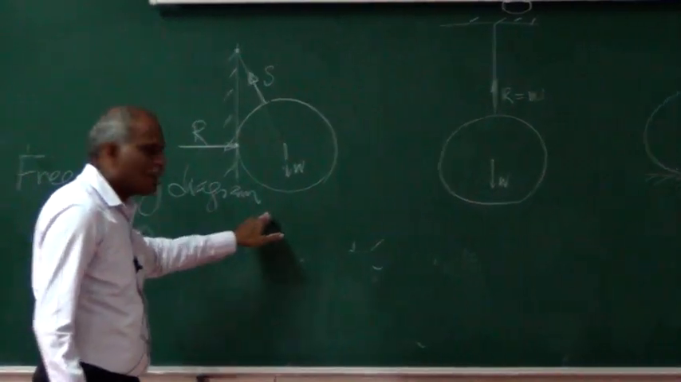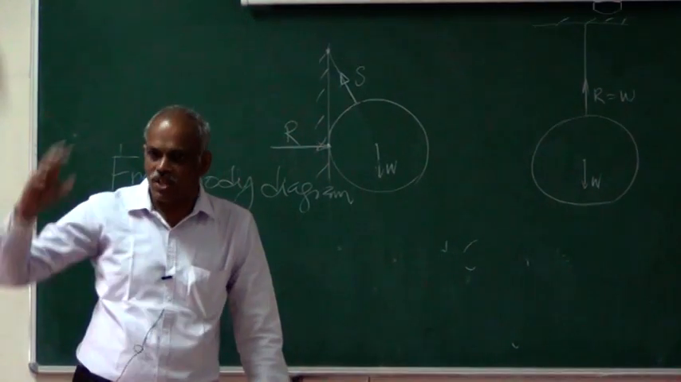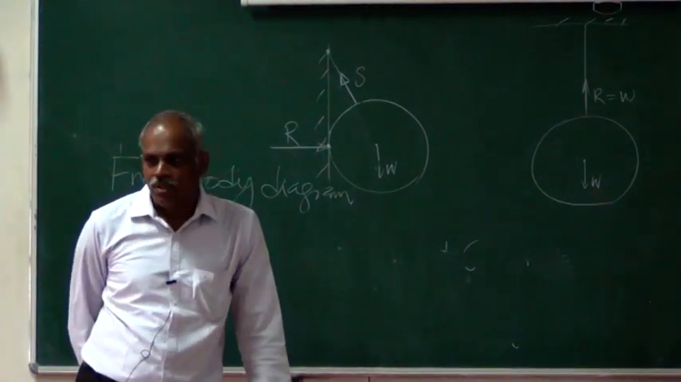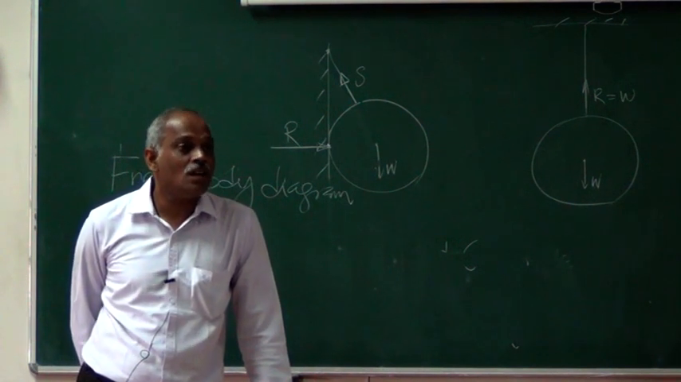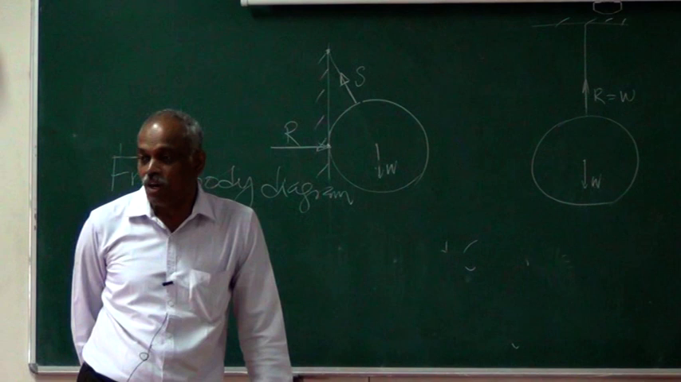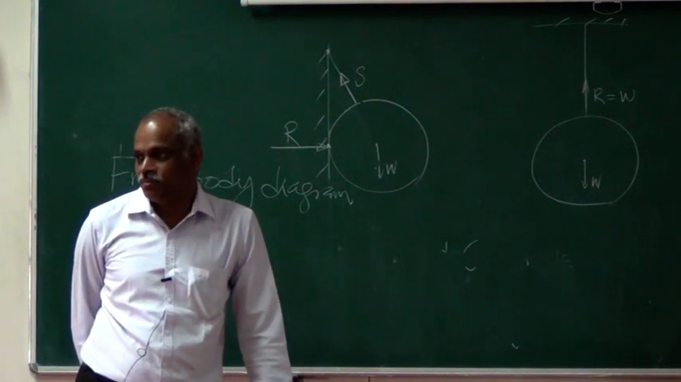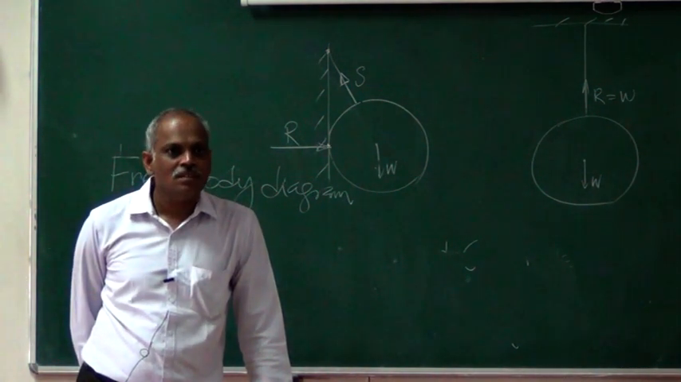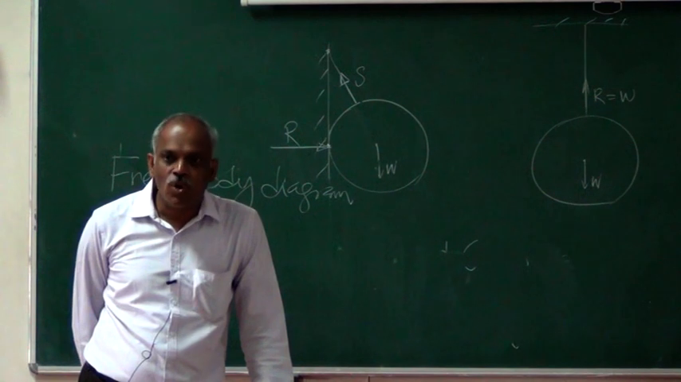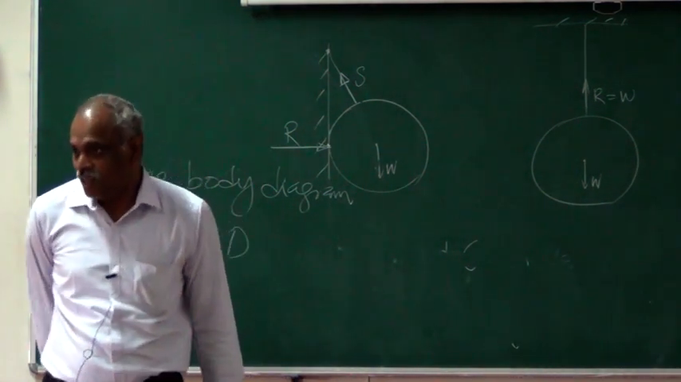So in this problem, what are the constraints? The string and the wall. I have to remove the constraints. A free body diagram won't show the constraints. Constraints are removed, not just like that. The constraints are removed after incorporating the appropriate reactions from the constraints.